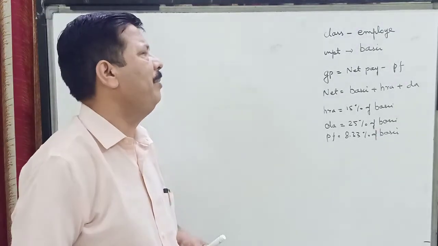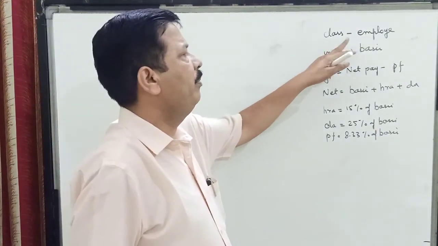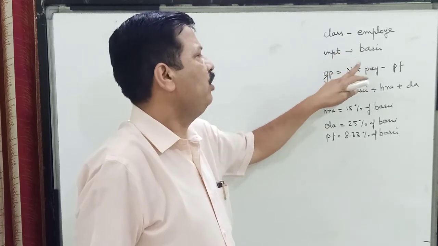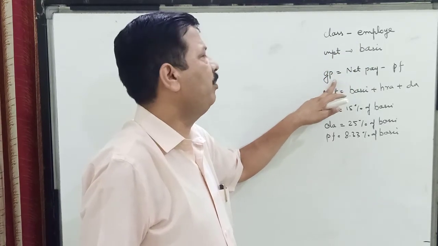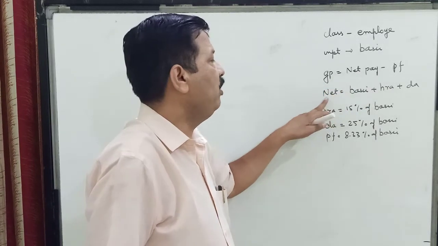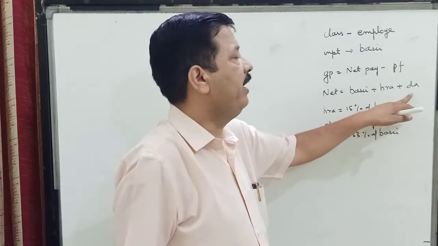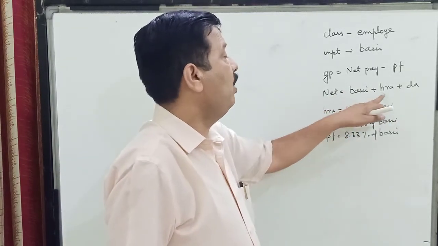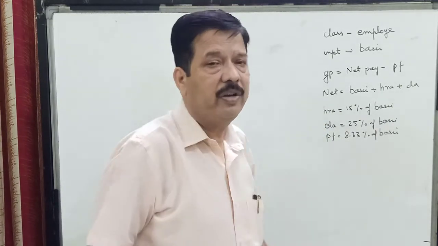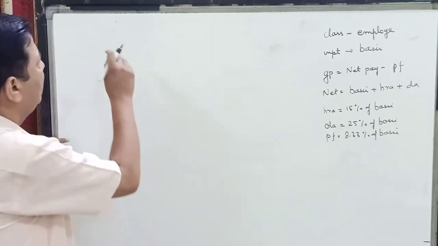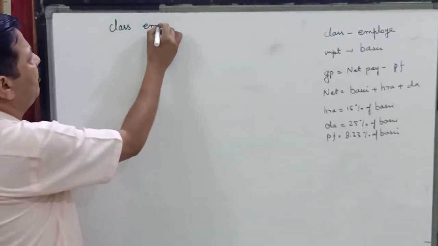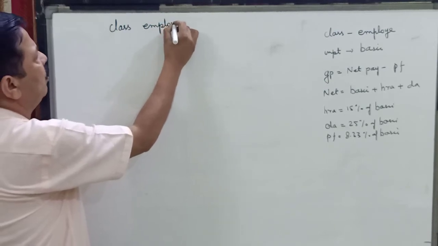So children, the program is to declare a class employee, then the data member or the input is the basic, then you have to calculate the gross pay. But gross pay you can only calculate when you calculate the net pay and the PF. And net pay you get by adding basic, HRA and DA. So net pay you can only calculate when you can calculate HRA and DA and PF also. So children will move accordingly, and since this program has come in the board exam, it is not a difficult program, but you have to follow.